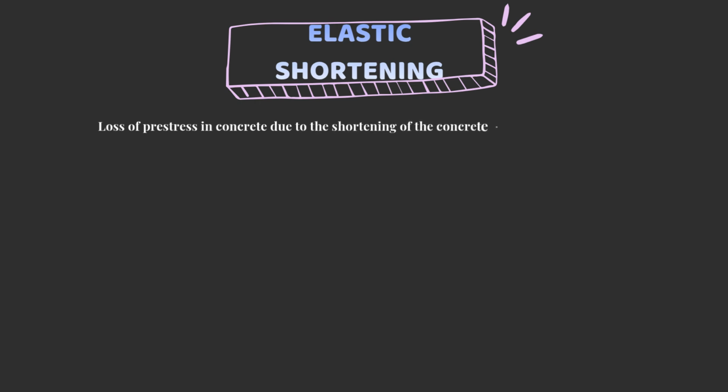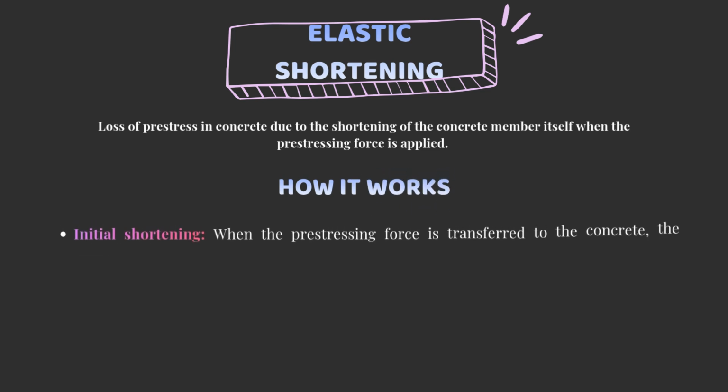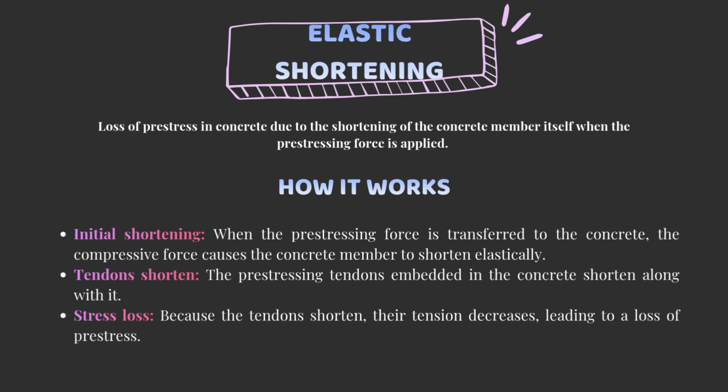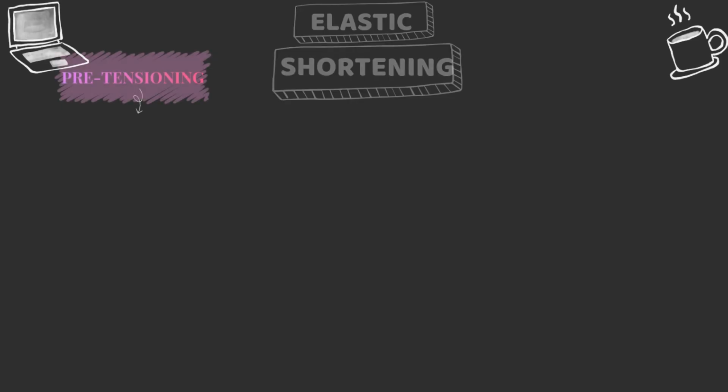Elastic shortening is the loss of prestress that happens when the concrete shortens after the prestressing force is applied. How it works: when the prestressing force is transferred to the concrete, the compressive stress causes it to shorten elastically. Since the tendons are bonded to the concrete, they also shorten, which reduces their tension and leads to a loss of prestress. There are two types of condition under elastic shortening.